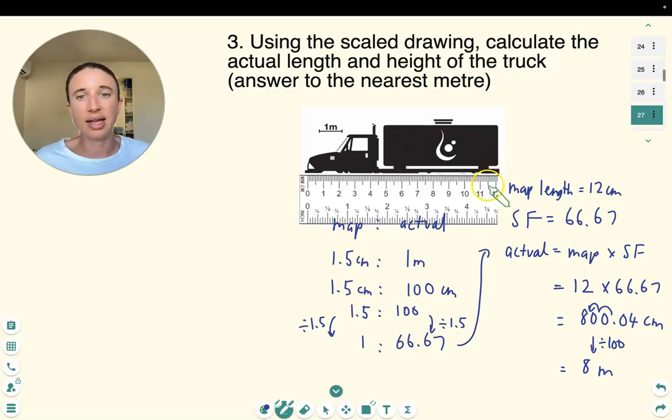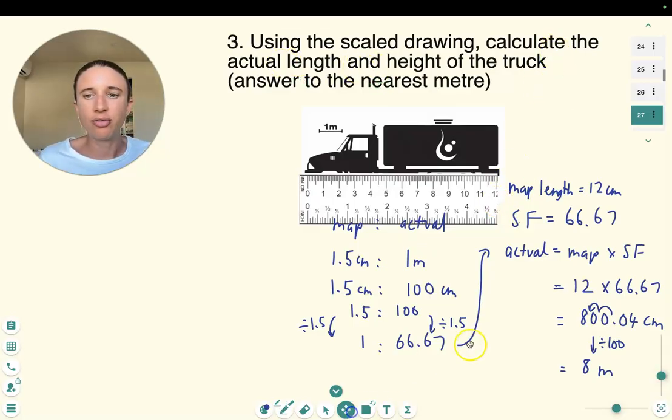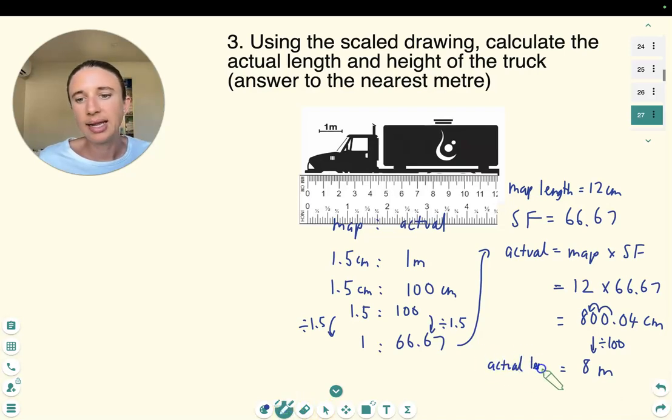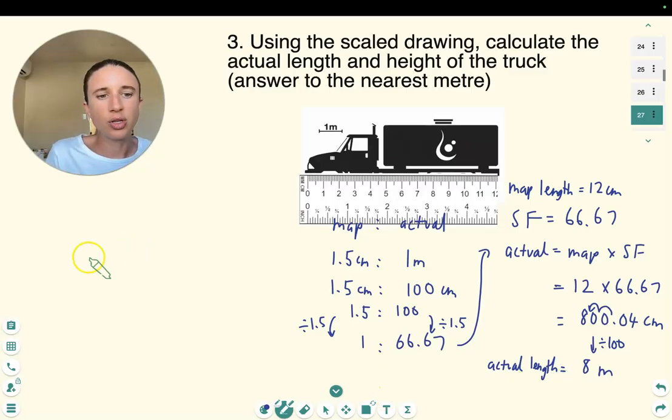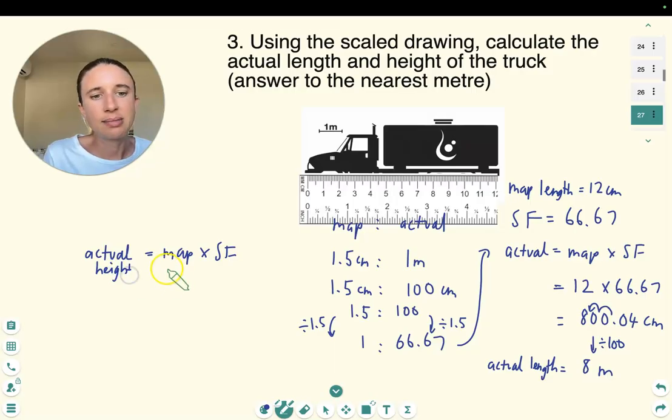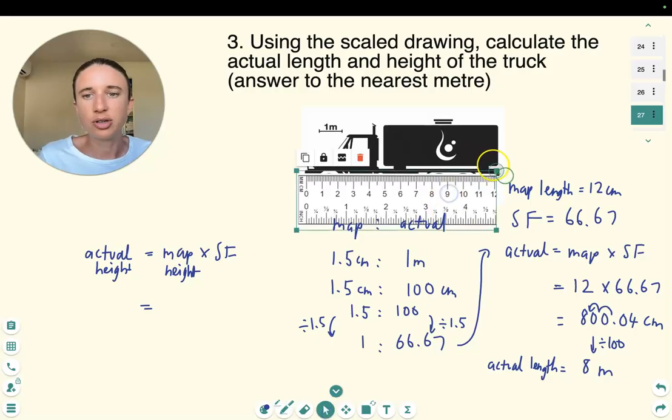And I think that answer makes sense. An actual truck is about 8 meters. That doesn't sound too crazy. And it's saying calculate the actual length and height of the truck. So you might want to just write actual length is that. Now, what about your actual height? Actual equals map times scale factor. So actual height is map height times the scale factor. So we just got to measure the height.